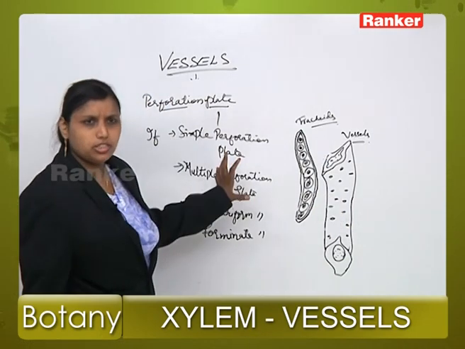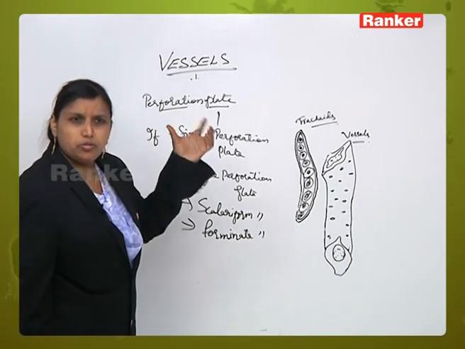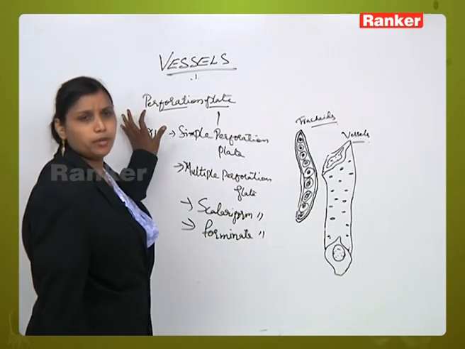So altogether, vessels are also called trachea. These are also dead tissues. These are interconnected, with one vessel connected to another with the help of perforation plates.